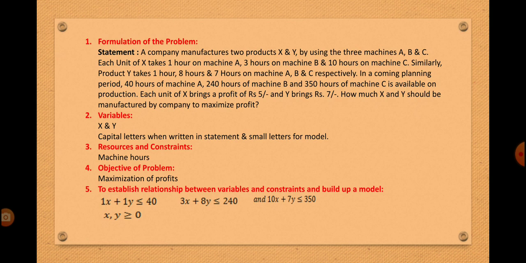Similarly, the objective function: as a company manufactures x units of X and y units of Y, we can write our equation: we need to maximize 5x plus 7y, and x and y must be greater than or equal to 0, which becomes the non-negativity constraint.